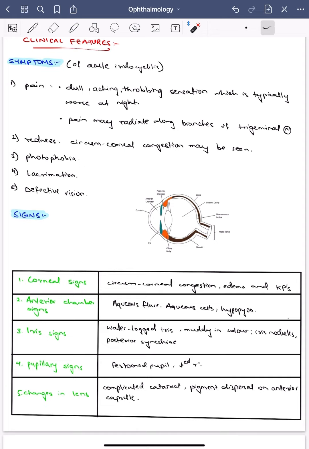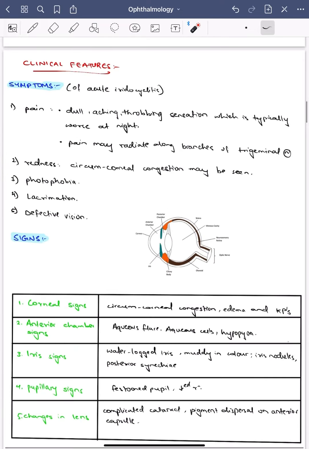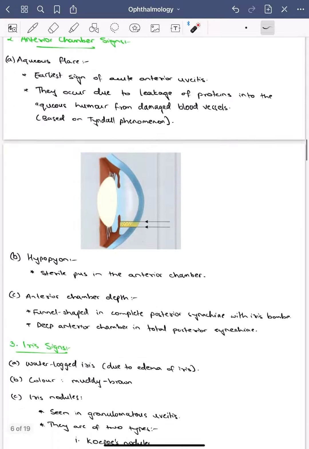Then the pupillary changes: because of ciliary spasm there is a narrow pupil, there is decreased pupillary reaction, and the exudates can come and occlude, so occlusio pupillae. Then changes in the lens: pigment dispersal along the anterior capsule of the lens, and complicated cataract. And the two important features of complicated cataract are breadcrumb appearance and polychromatic luster. So these are the symptoms and signs of anterior uveitis.